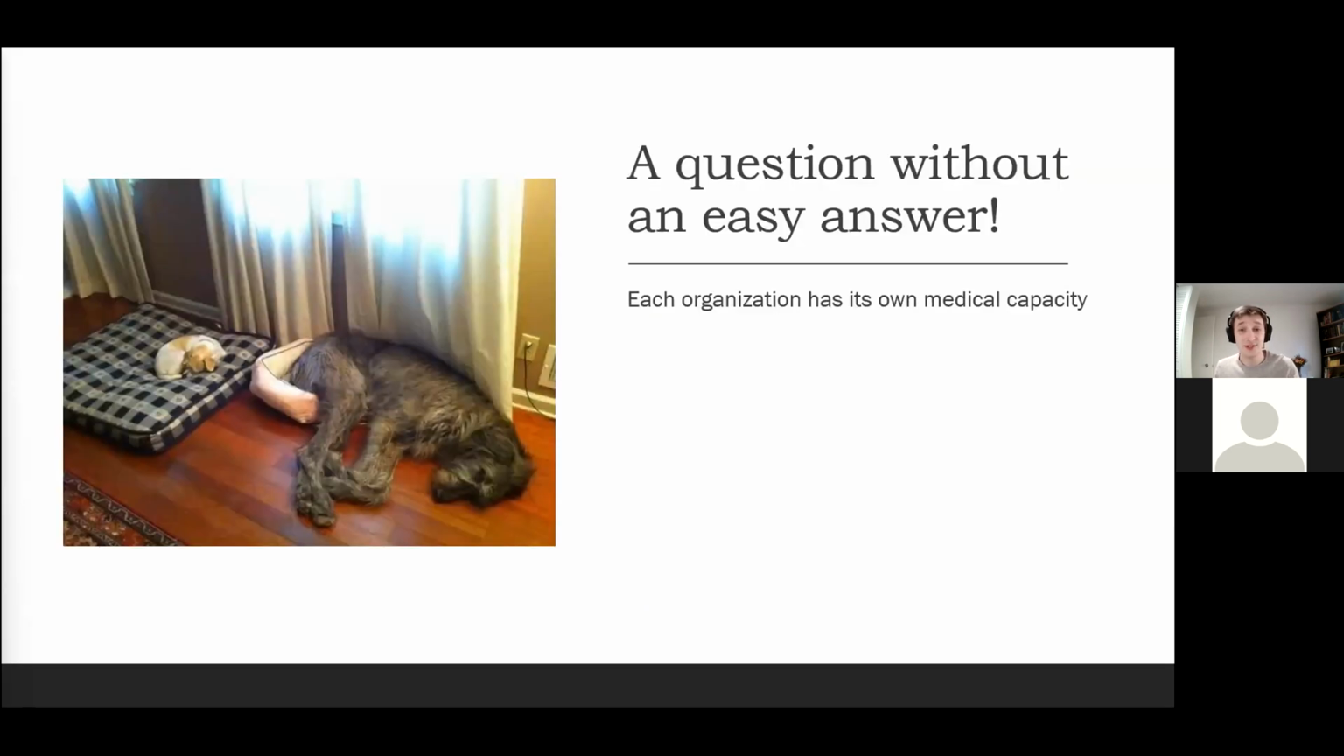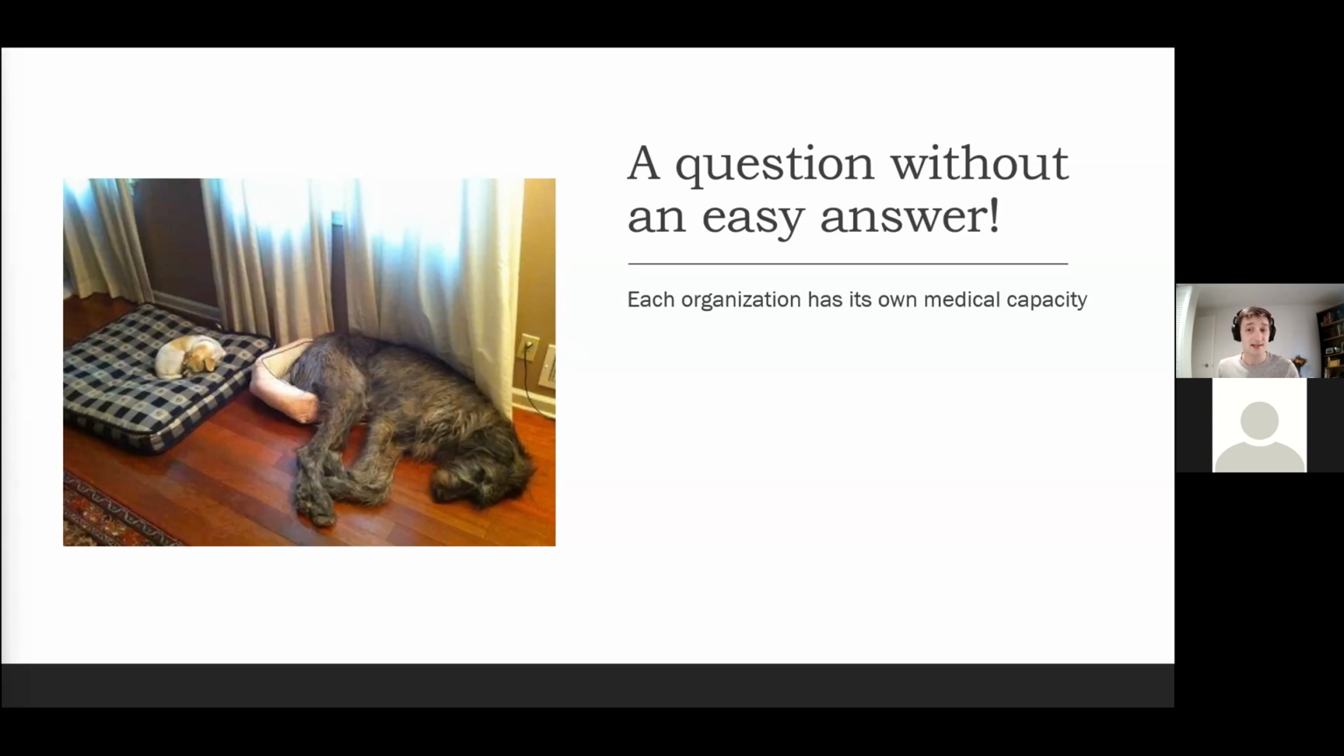And unfortunately, it's a question without an easy answer. I would love for everyone to go home today, go back to their shelter and say, perfect, I heard this talk, Alex told us what needs to be adoptable and what doesn't need to be adoptable or shouldn't be adoptable in a shelter. And unfortunately, it doesn't work that way.